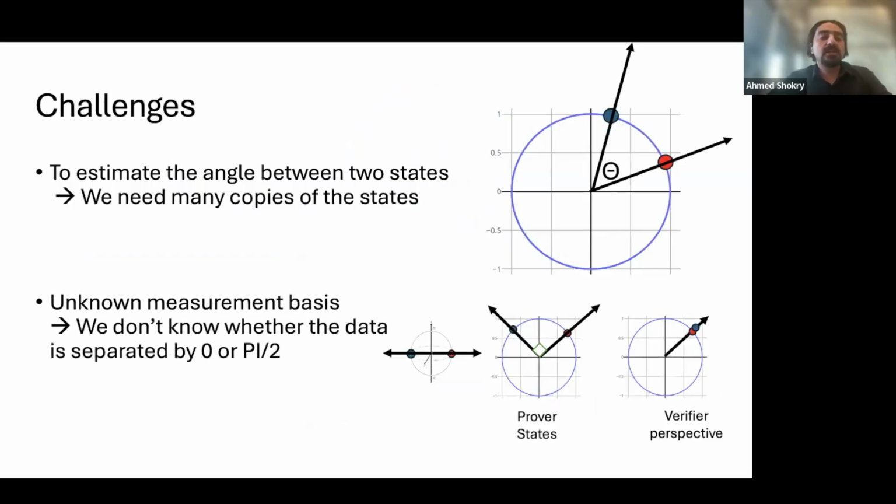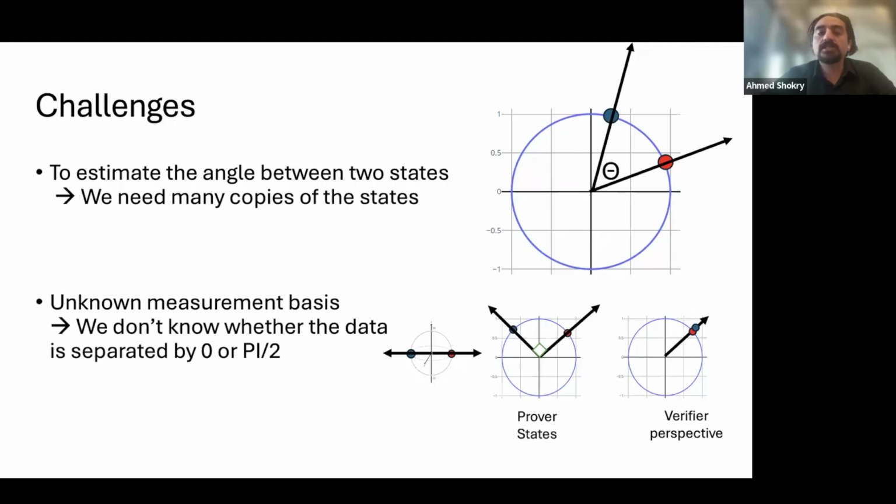So there are two main challenges here. The first challenge is that, given two states from two different groups, to be able to estimate the angle theta, the verifier cannot directly measure the qubits because the measurement is destructive. Once the verifier tries to measure the state, the red state or the blue state, the state immediately will jump to one of two measurement outcomes.